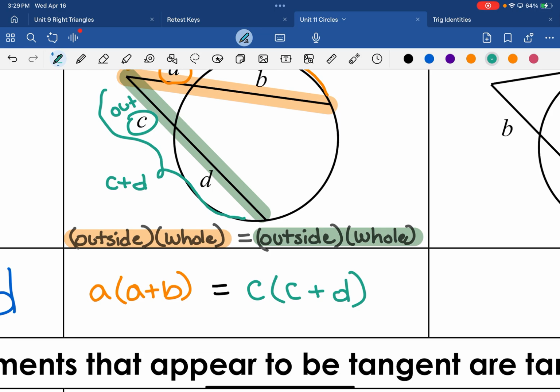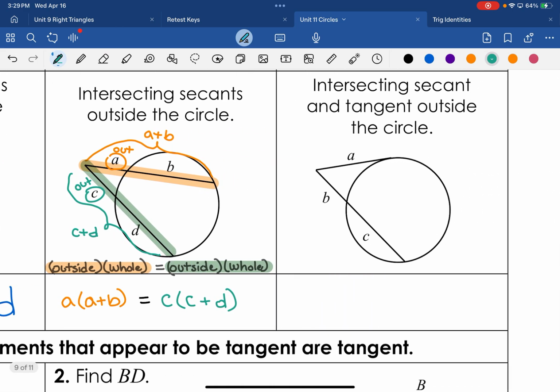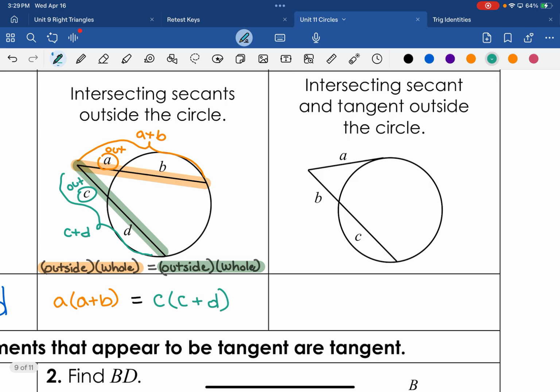Okay, are we good? Yes, ma'am. So that's two chords intersecting. That's two secants intersecting. Now, we want to look at our last relationship, which is what? Secants and tangents. Perfect. So right here, I have one secant and I have a tangent.